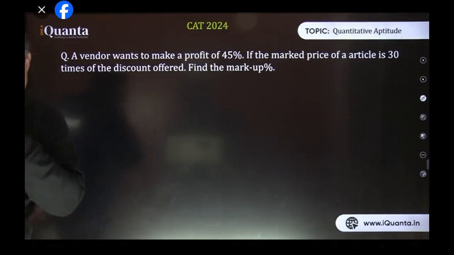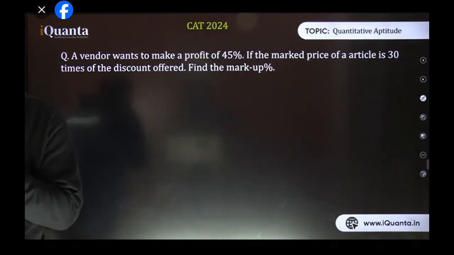How to start in this question? Any suggestions? See, Bablu is asking how. Yes, we can take CP 100, that's true. Yes, we can take CP 100, that will work here. CP 100 and SP 145, thank you, Vidushi.